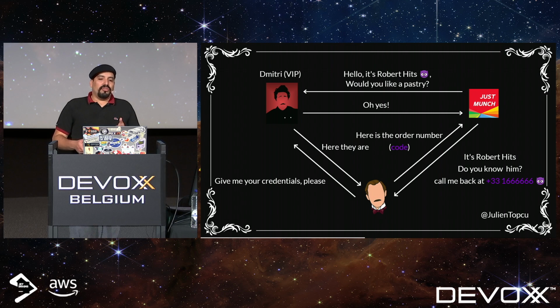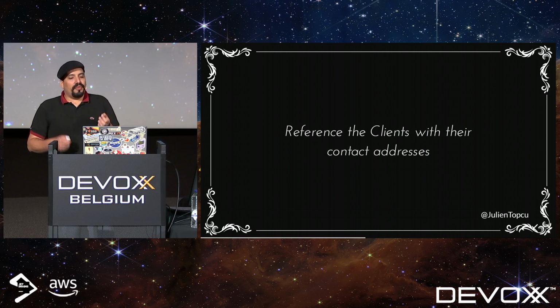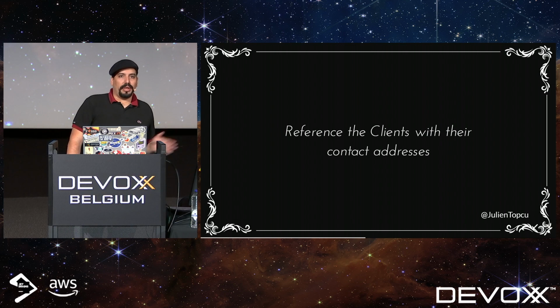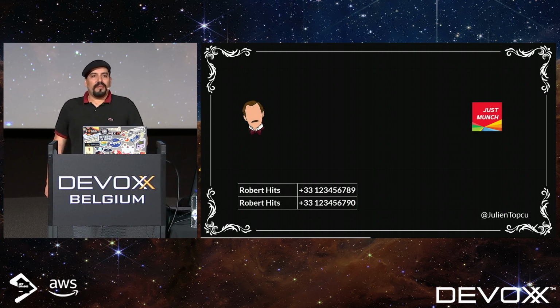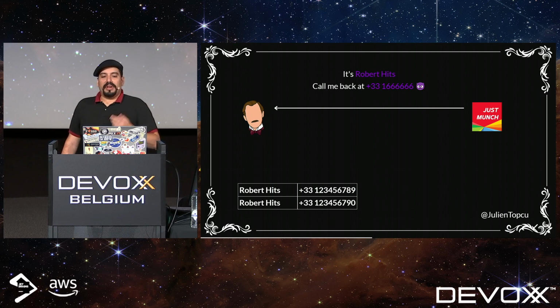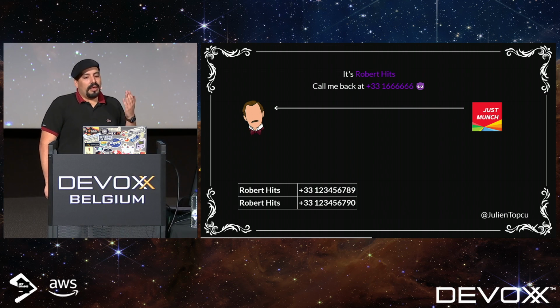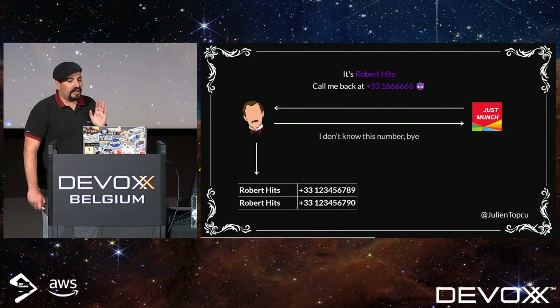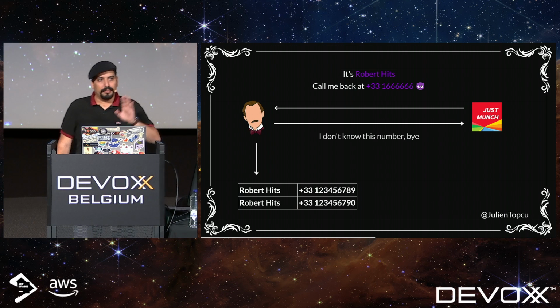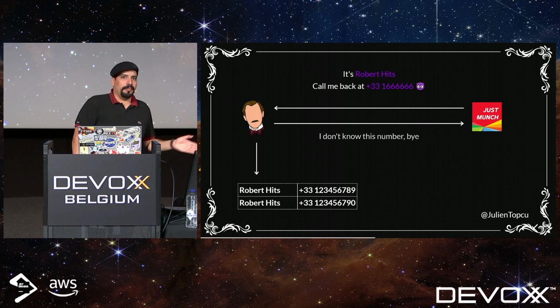So we now have to make sure that we reference the clients with their trusted contact addresses. Otherwise, we will be hacked that way. So it means that Gustav will maintain a registry, and for each client, it will list all the trusted numbers. So if now Just Munch calls Gustav, claiming he's Rubber Hits, with a number we do not know, Gustav will say, okay, I don't know who you are, but you are not Rubber Hits, bye. And now we have fixed that problem.